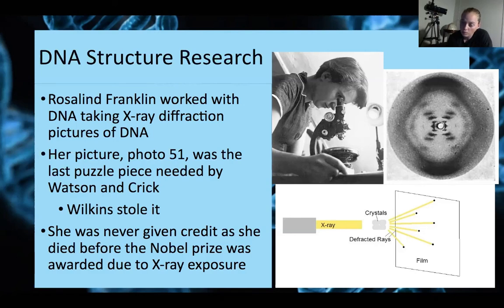So Watson and Crick, this meant a lot to them, and so they very quickly built the correct model of DNA and called Rosalind Franklin in to look at it. She's like, okay, yes, this is correct. This fits my research.